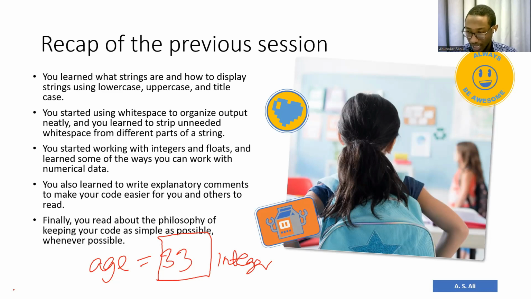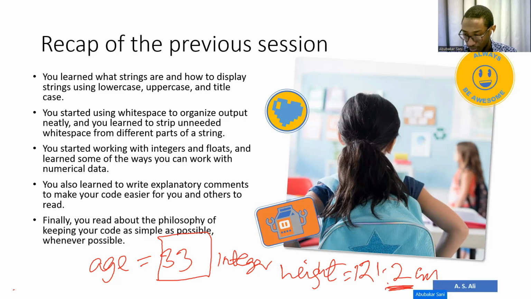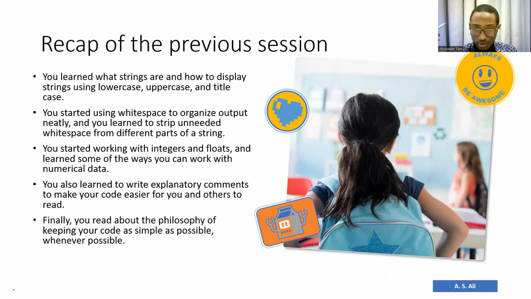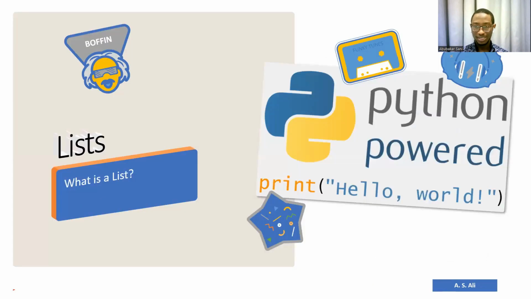We also have data types, for example, floats. Okay, for example, my height. Remember, I think it's 121.2, something like that. Okay, centimeters. So this is a decimal place. This we call it a float. So keep this in mind. So these are the things we looked at during our previous session. So try to keep this in mind while we look at the content of this session.